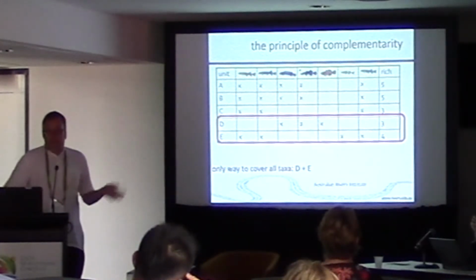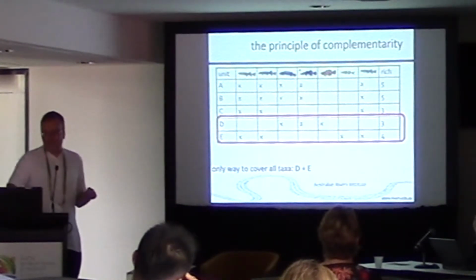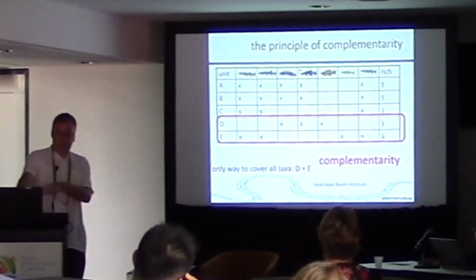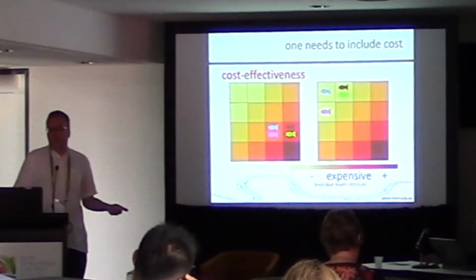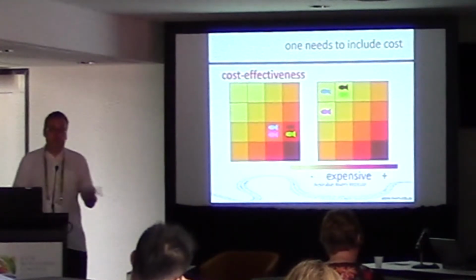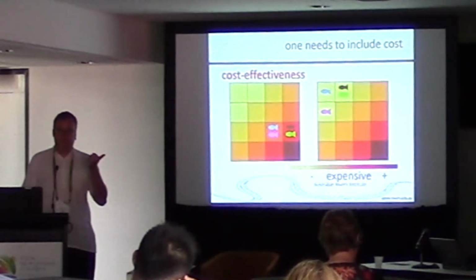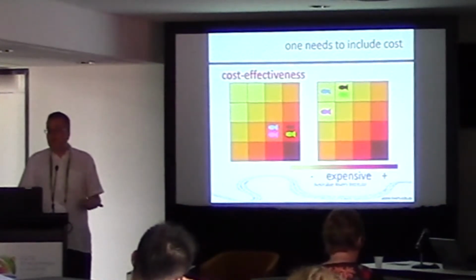Okay, part 2 of our 2-minute crash course in systematic conservation planning is the last one. So the first one is the principle of complementarity. The second one is the principle of cost effectiveness. And you really have to address that straight away, because otherwise you run into all kinds of troubles.